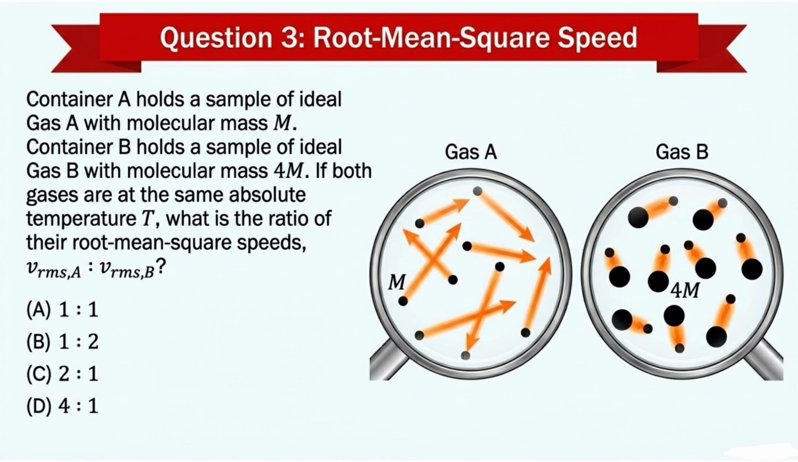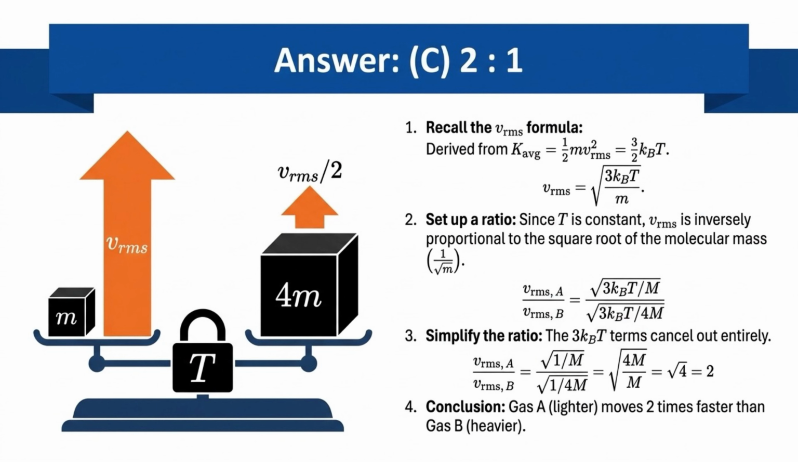Question 3. Root mean square speed. If heavier atoms move slower at the same temperature, by how much? Gas A has molecular mass M. Gas B has 4M. Same temperature. What is the ratio of their RMS speeds? The answer is 2:1, C.